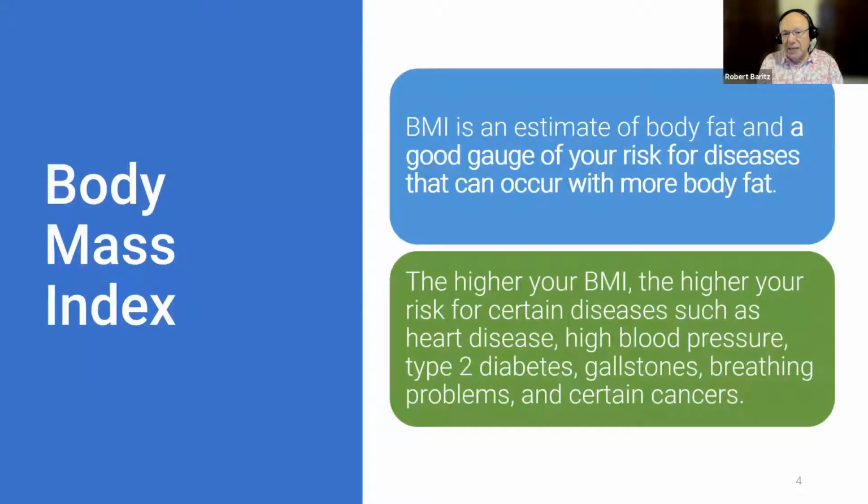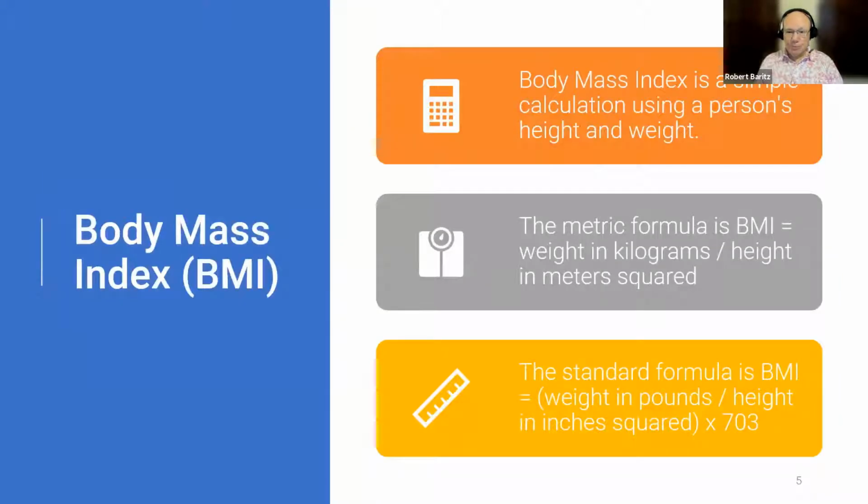Body mass index. Body mass index is the estimate that is used to determine your risk for disease and how much body fat you're carrying. The higher your BMI or body mass index, the higher your risk for certain diseases such as heart disease, high blood pressure, type 2 diabetes, gallstones, breathing problems, and certain cancers.